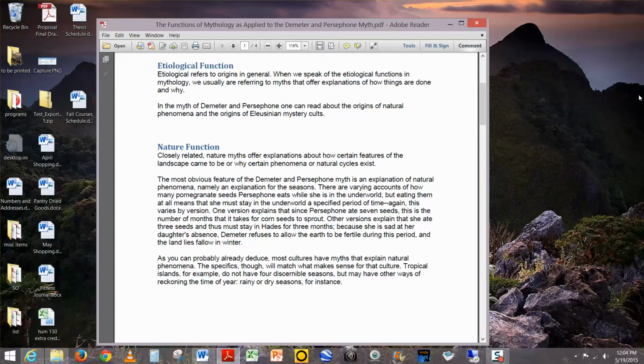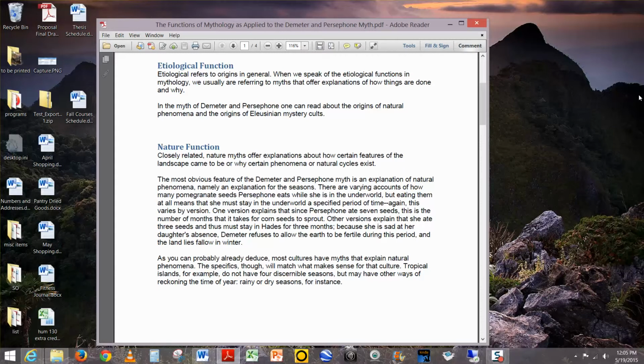Some myths have several functions, and these functions are closely related, but this is still a fairly convenient way to speak about functions. So origins in general could be origins of natural elements. We'll talk about nature function in a moment. Origins of rituals, origins of where the world came from, but just in general, the beginnings. So in the myth of Demeter and Persephone, we read about how Demeter established the Eleusinian mystery cults. She established a new religion. So that would be a particular function of the myth. That's origins, teleological.